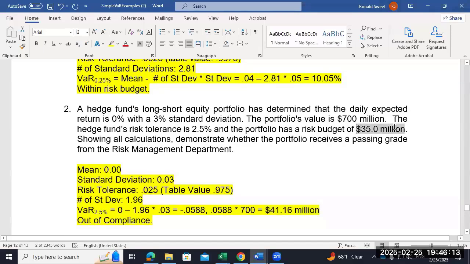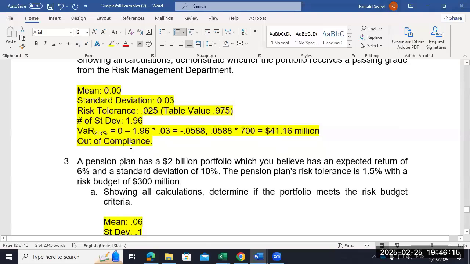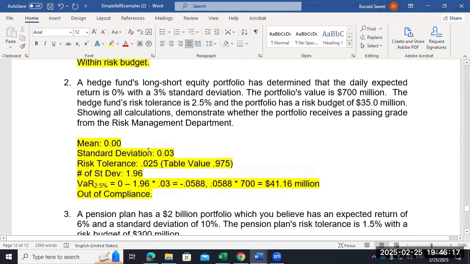Their budget's 35, so they fail. They're out of compliance. When a company fails to evaluate a risk, like it's greater than budgeted risk, what do you do about that? Well, they've got to reduce the risk somehow. So they have to look at the portfolio and figure out maybe it's too leveraged. They're going to have to reduce the short positions or do something to somehow hedge it. But yeah, you have to take less risk.